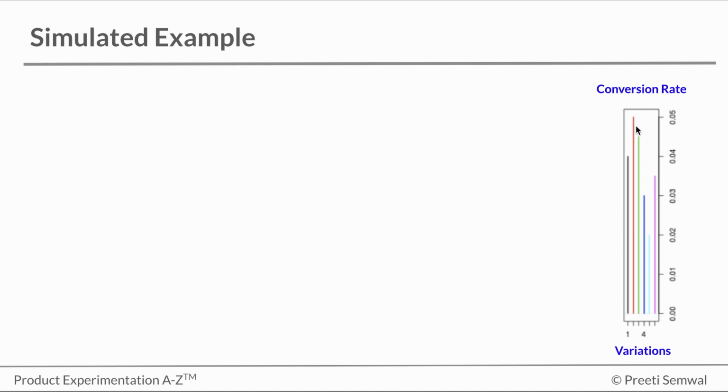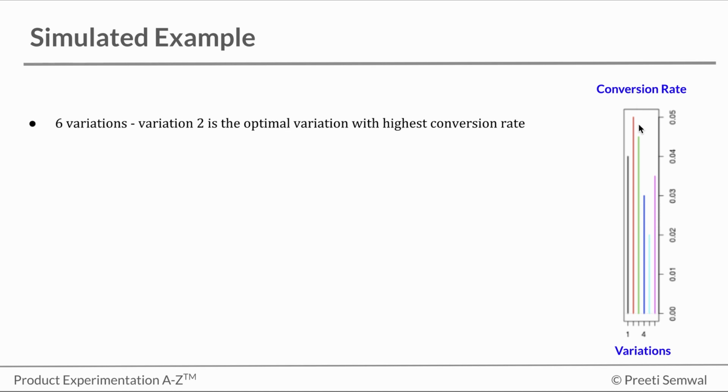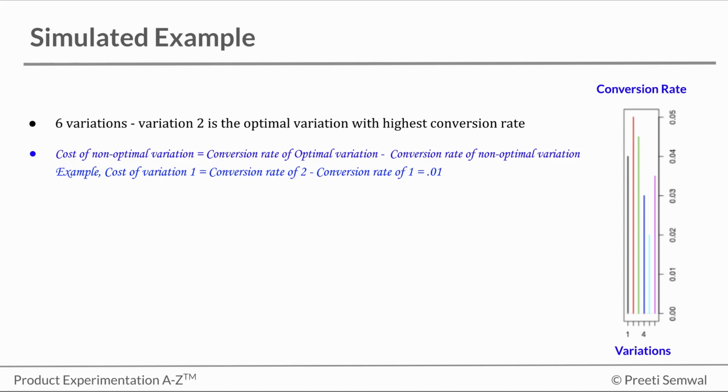The cost of a non-optimal variation is basically the difference in its conversion rate from the conversion rate of the optimal variation. So for example, the cost of the non-optimal variation 1 is nothing but the conversion rate of 2 minus the conversion rate of 1, because 2 is our optimal variation. So that gives us 0.01 in this example.